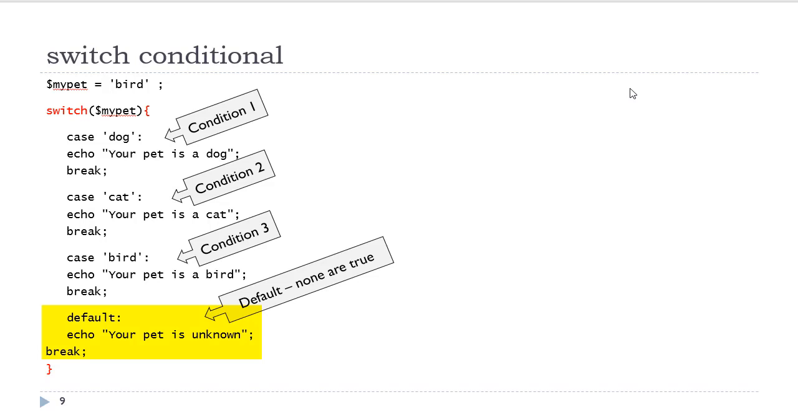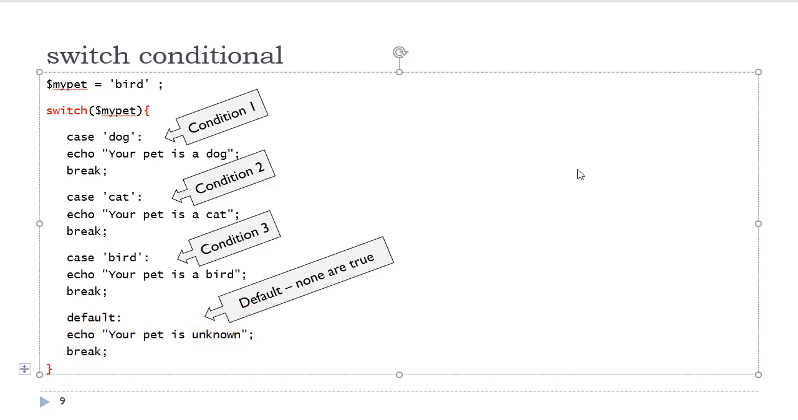At the end, you typically see a default. This is the code to be executed should none of the above be true. I would like to point out the syntax of the switch. Everything is inside one set of curly braces.